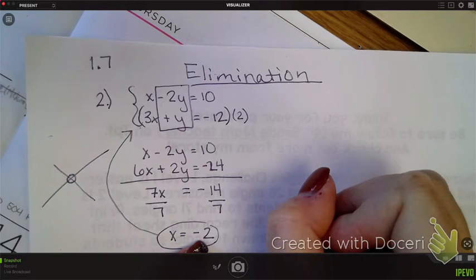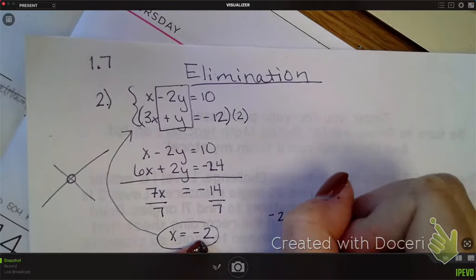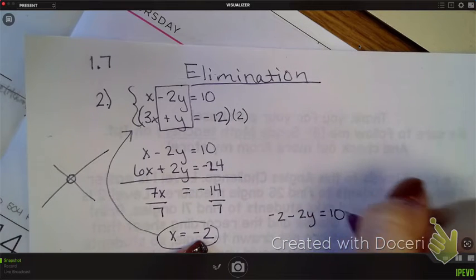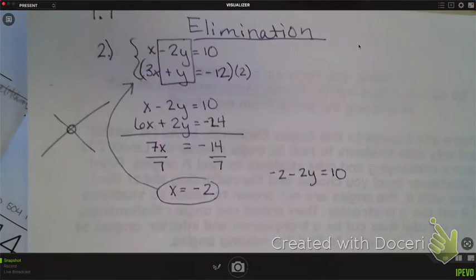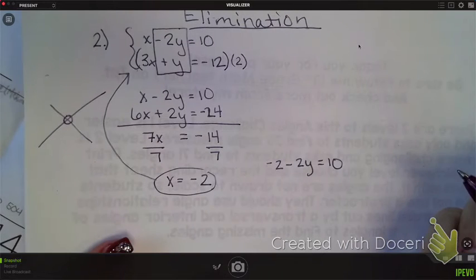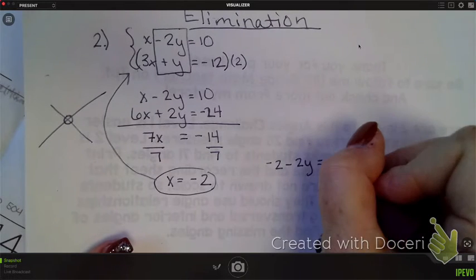Negative 2. So I have negative 2 minus 2y equals 10. What is the negative 4? So how do I solve this algebra equation? You add 2 to both sides.